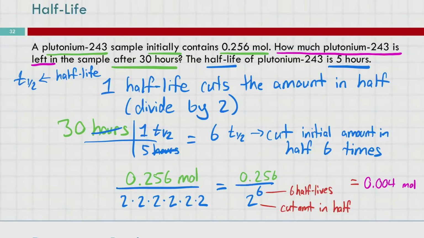The only thing that I would worry about, if we're doing it 6 times, is that I just miscounted, right? So we can also do 2 raised to the 6th power. And I counted correctly, thank goodness. It is 0.004. So 0.004 moles remains after 30 hours.